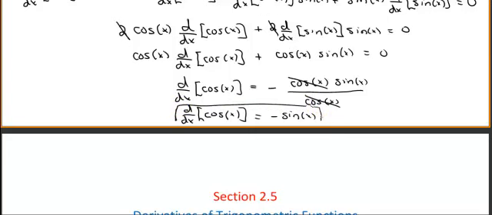There are other functions that have relationships similar to this cosine squared plus sine squared equals 1. Those are called Pythagorean relationships. There are two other Pythagorean relationships in trigonometry, and those will also lead to other derivative formulas too. But I'll leave you to derive those.